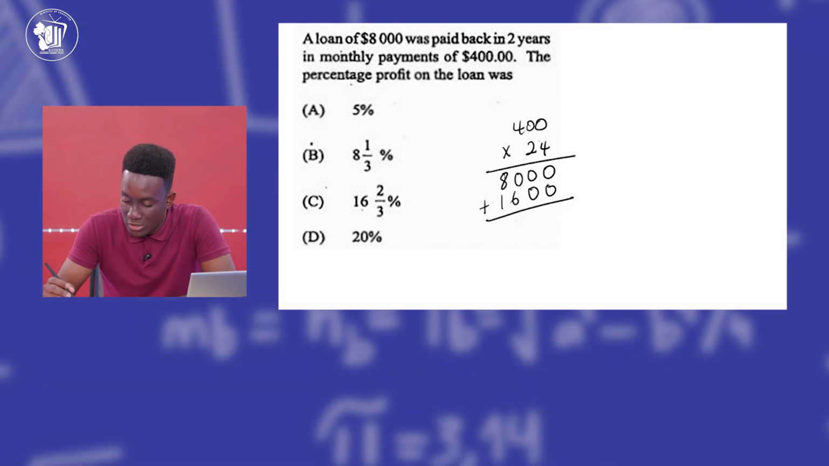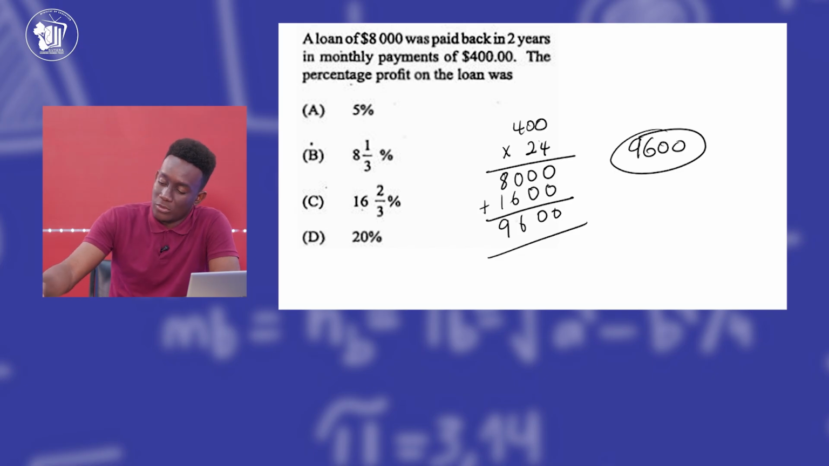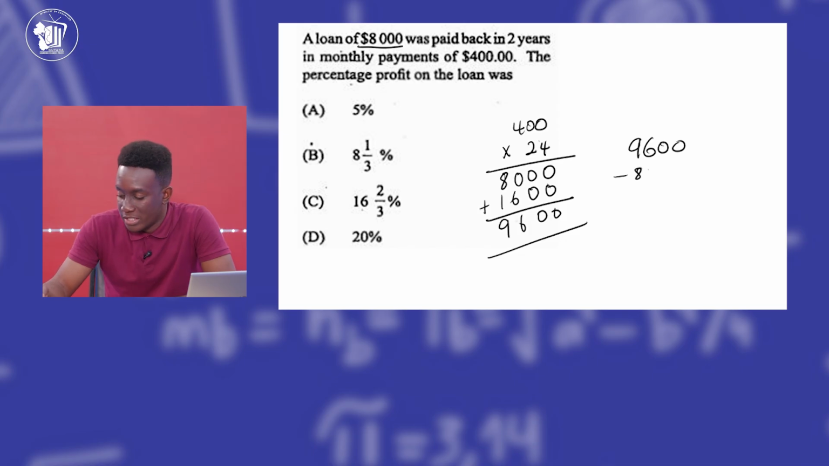So we see at the end of 2 years, 0 plus 6 is 6. 1 plus 8 is 9. So at the end of 2 years, they paid back a total of $9,600. So they want to know what was the percentage profit on the loan. We see that this is the total amount that was paid, and the loan was $8,000. So we subtract $8,000 from this, and we get a total of $1,600. So this is the extra money that was paid.